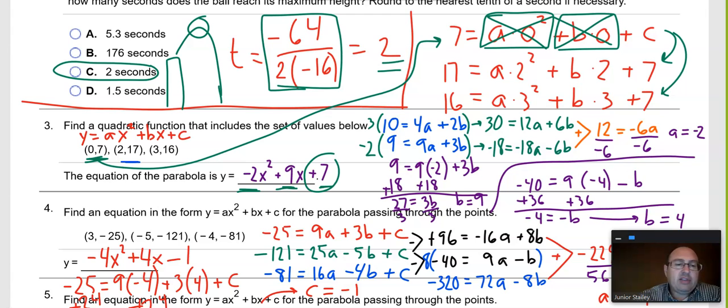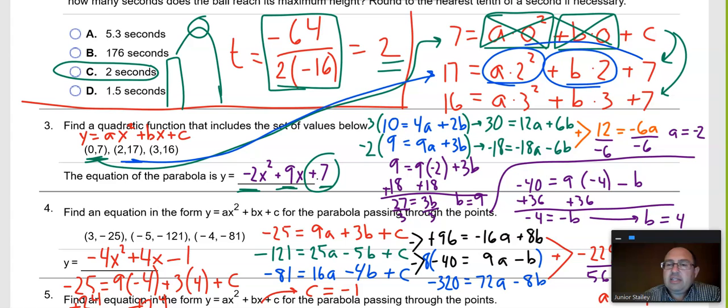Well, now I take that (2, 17), right? And I'm going to plug it in. 17 for the y, 2 for the x. And what you see here is 4 a's, 2 b's. And then if I take that 7 and push it to the other side, I get 10. So that's where this equation came from.